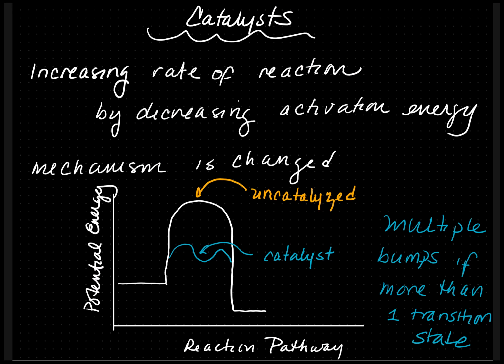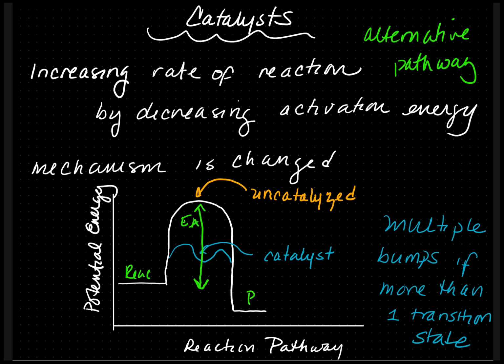A catalyst increases the rate of the reaction by decreasing the activation energy by providing an alternative pathway. So what happens is the mechanism changes. The graph is very similar. You know the uncatalyzed will have a high peak, which is right here, and this is my activation energy for the uncatalyzed, because this is my reactants and these are my products. But when I insert a catalyst, what happens to my activation energy? It lowers. And so what it does is it provides an alternative pathway.